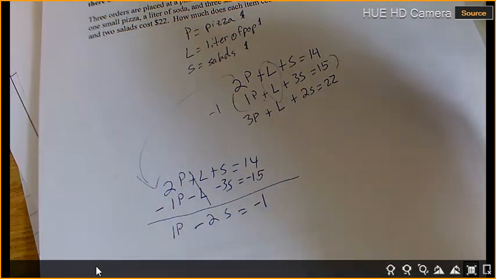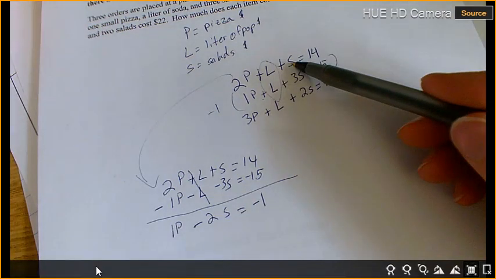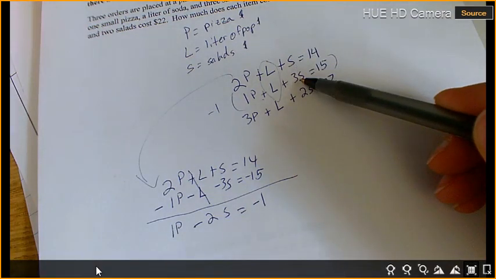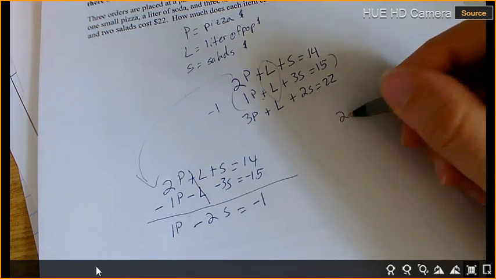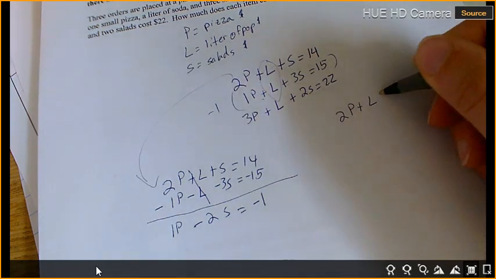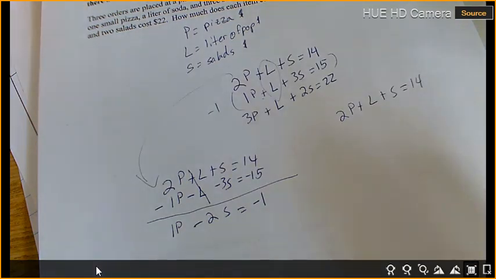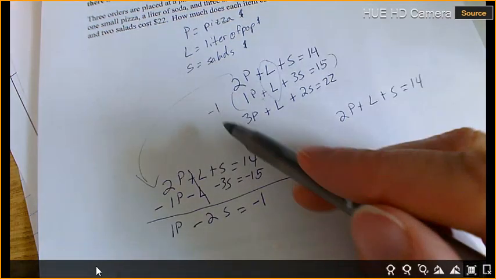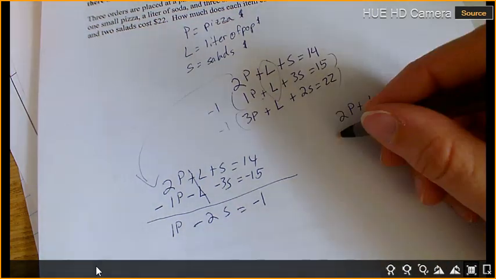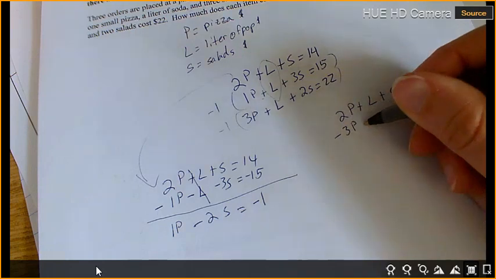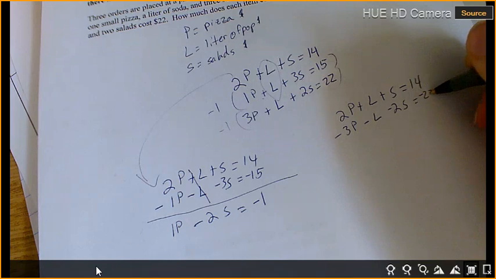Okay? So no, this is 1 salad, this is 3 salads. So they can't cancel. Okay, now I'm going to rewrite the top one again. See how I'm just rewriting the top one? Any questions about me rewriting it? Now I'm going to rewrite the bottom one, but I'm also going to times the bottom one by a -1. So I get -3P minus L minus 2S equals -22.